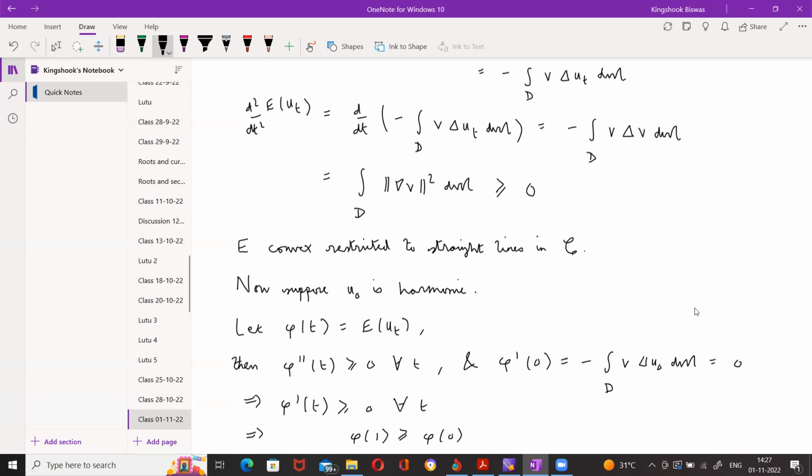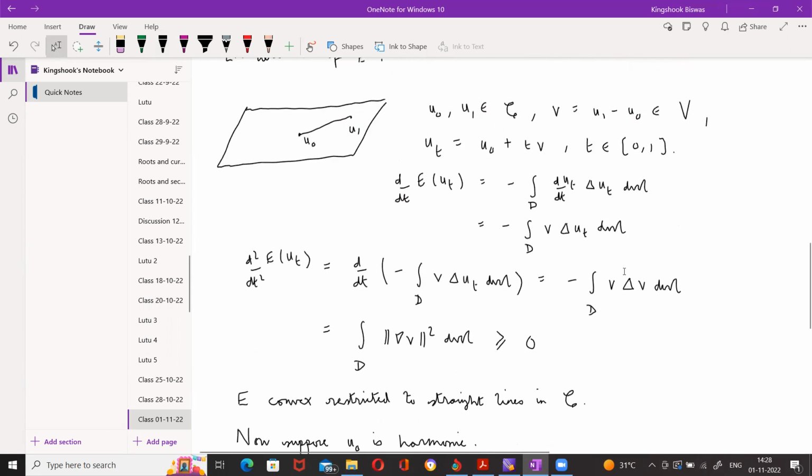And phi of 1 is the energy of u1, and phi of 0 is the energy of u naught. So therefore, u naught has minimum energy. Is this clear, Orkojit? Yes, sir. So take any other function and just look at the double derivative along the straight line.